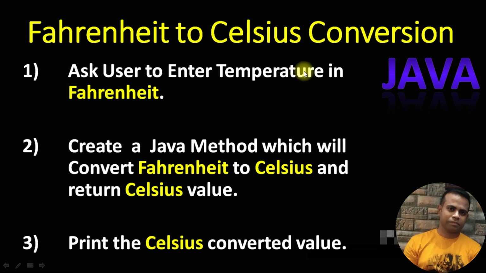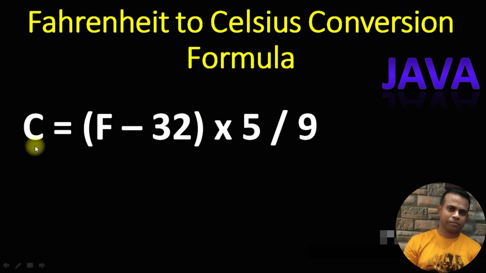Now if you logically think, we are going to convert temperature in Fahrenheit to temperature in Celsius. So what is the formula? The formula is C, which represents Celsius, and F represents Fahrenheit. So C is equal to F minus 32 into 5 by 9. We will use this logic in our Java method, finally return the Celsius temperature, and print that. So let's implement that in Eclipse.